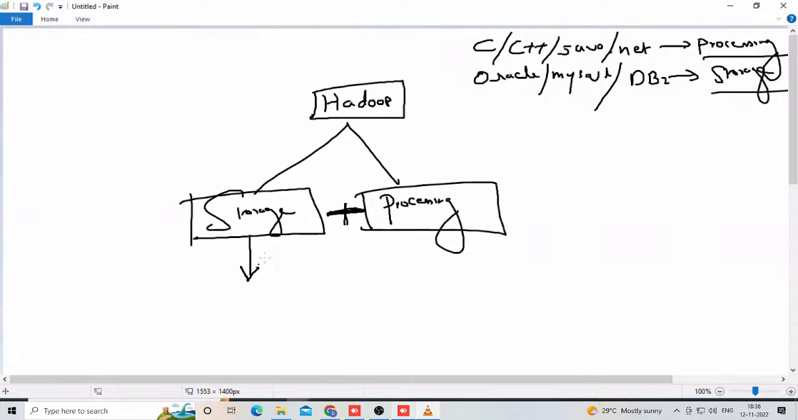For storing the data, does Hadoop use any database internally? No. As I was saying, we have some drawbacks with databases. Despite that, Hadoop doesn't use any database for storing its data. It goes with a special kind of file system called the Hadoop Distributed File System.